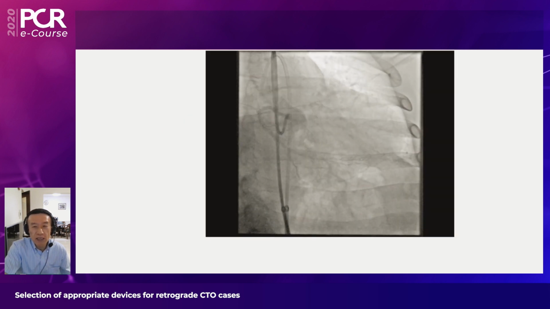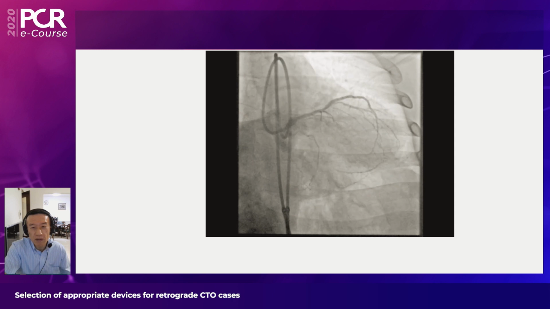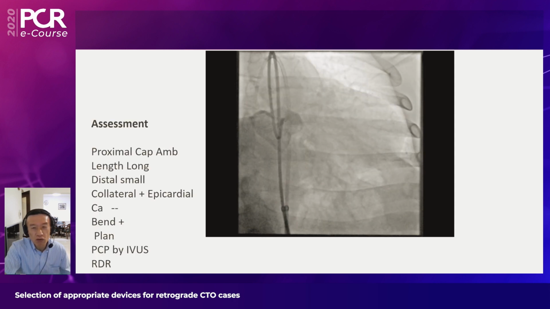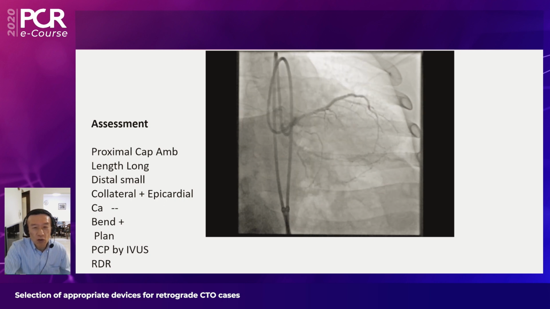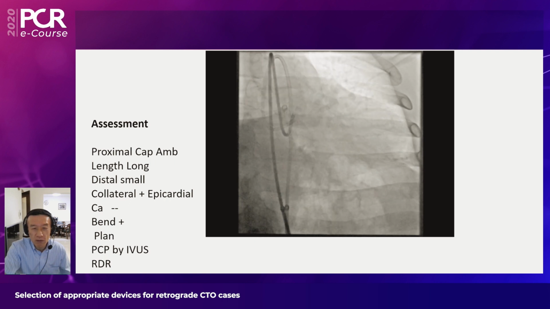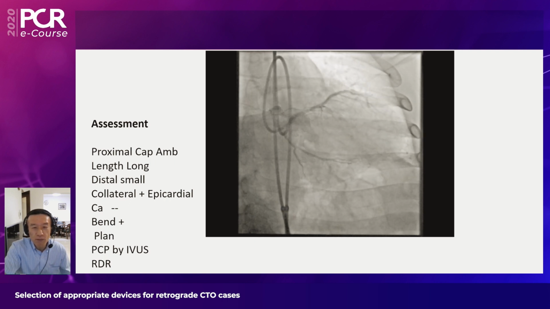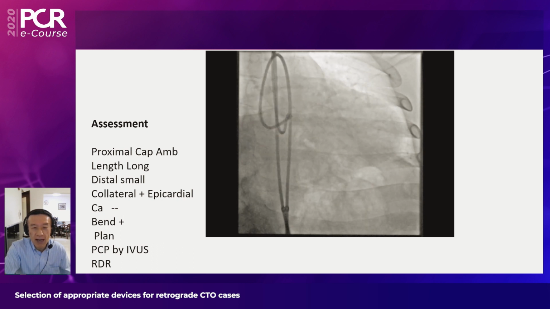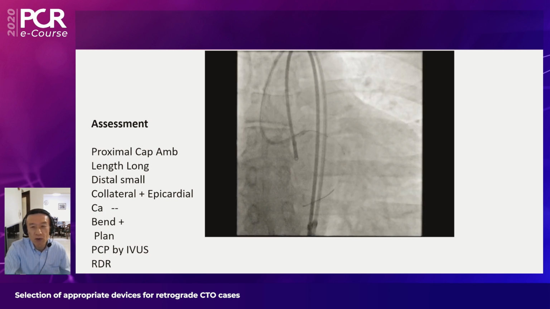So probably as you already heard, this is a typical example of the circumflex CTO, which is one of the most challenging cases. Proximal cap ambiguous, long CTO, and distal vessel is very small, and collateral is found on the epicardial. No calcification, but bending inside. So our plan for revascularization is proximal cap puncture by the IVUS and retrograde dissection reentry as well.